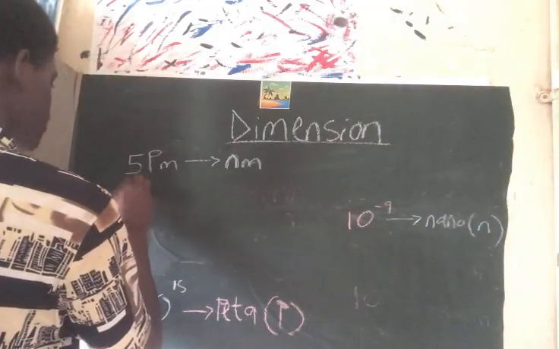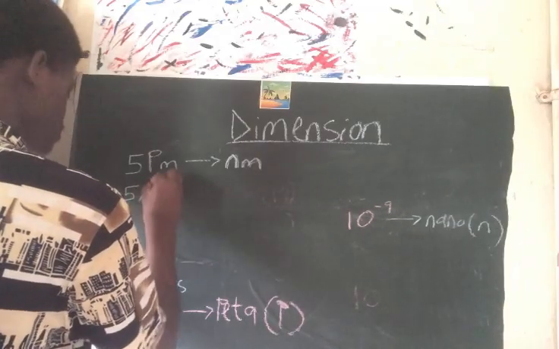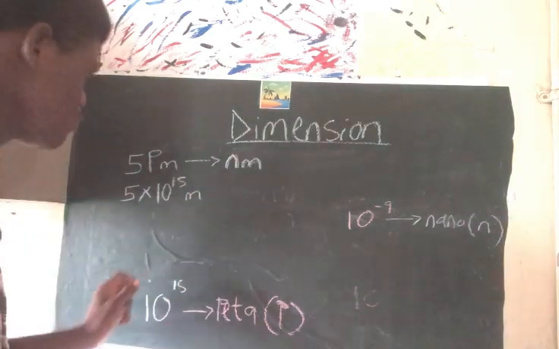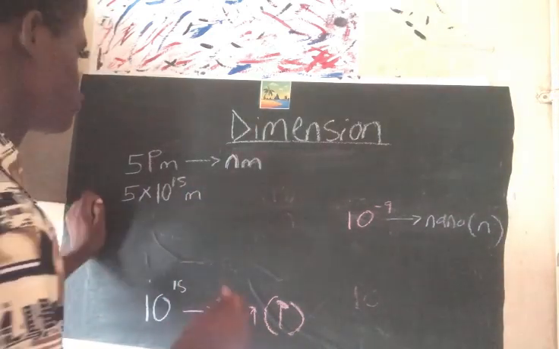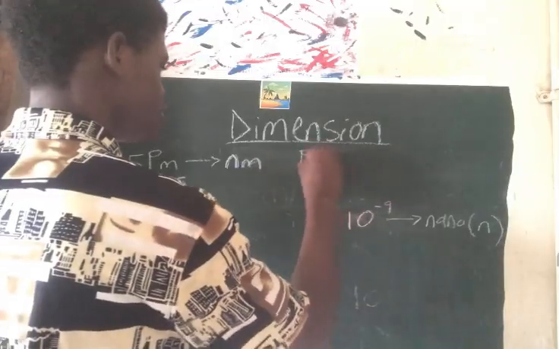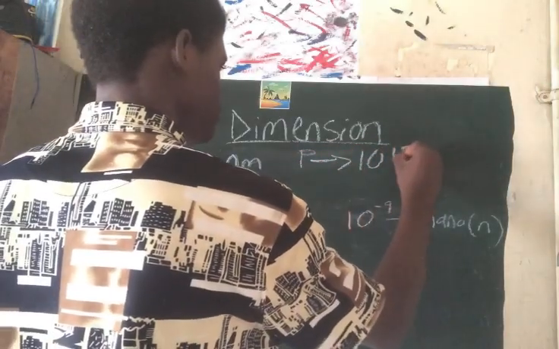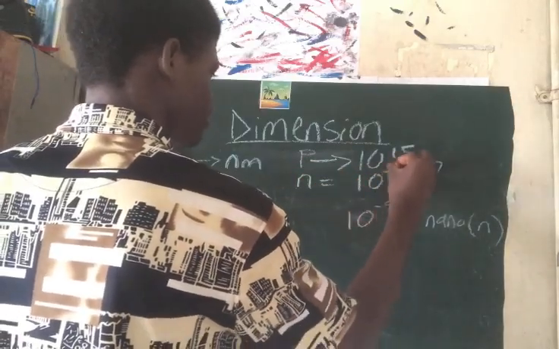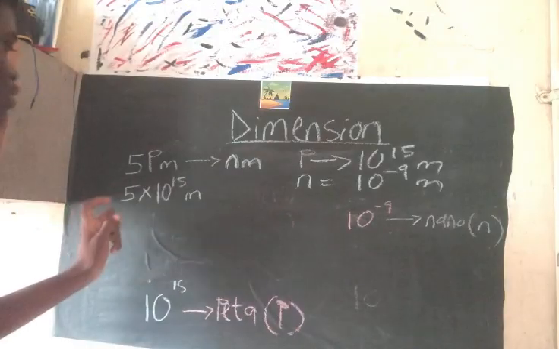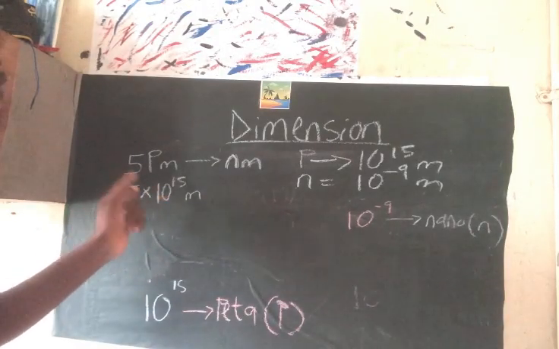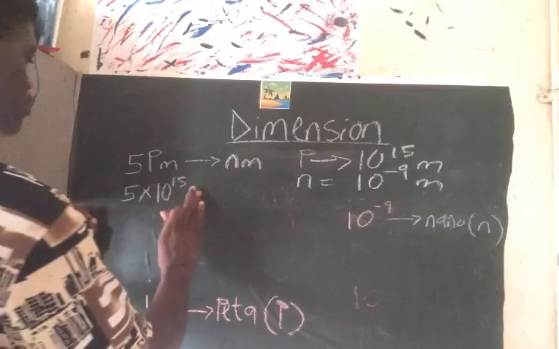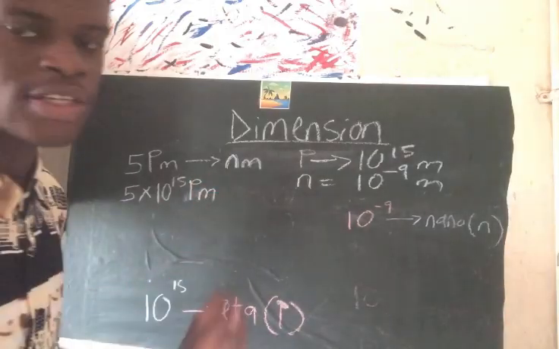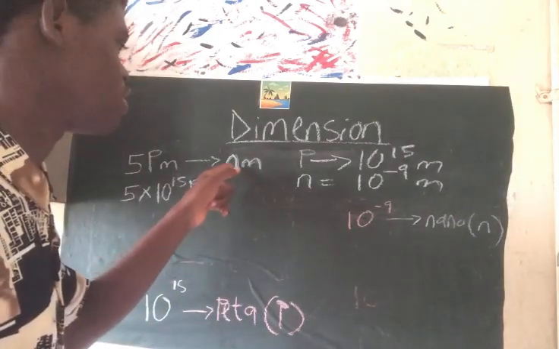So this will be it. 5 petameter is 5 times 10 raised to the power 15 meter. Peta is 10 raised to the power 15 meter, while nano is 10 raised to the power minus 9 meter. Just write this one somewhere. The aim of this thing is that we want to cancel everything in a way that is going to remain just nanometer.